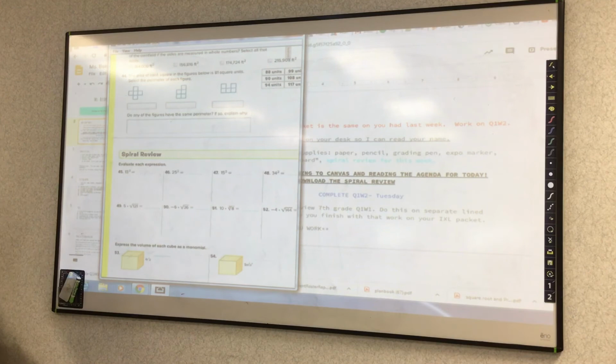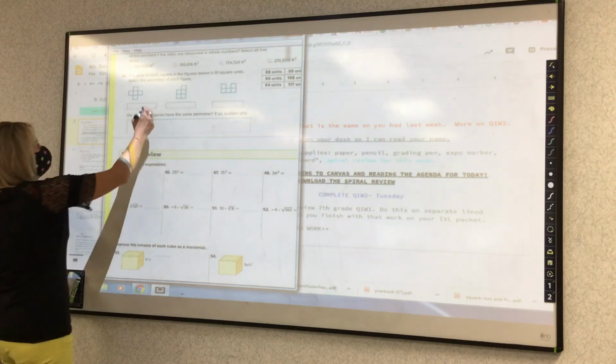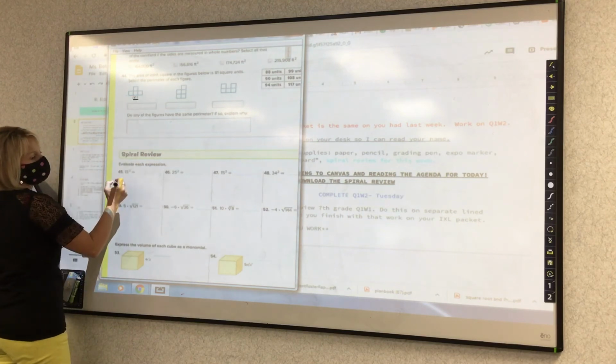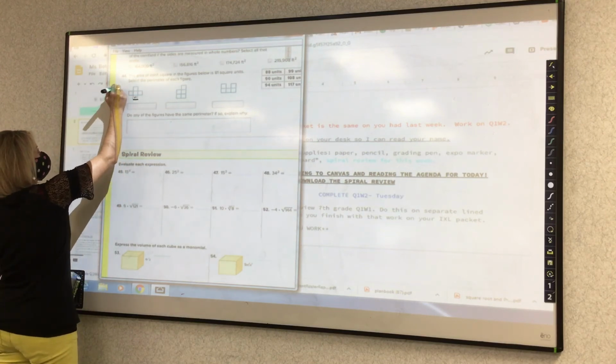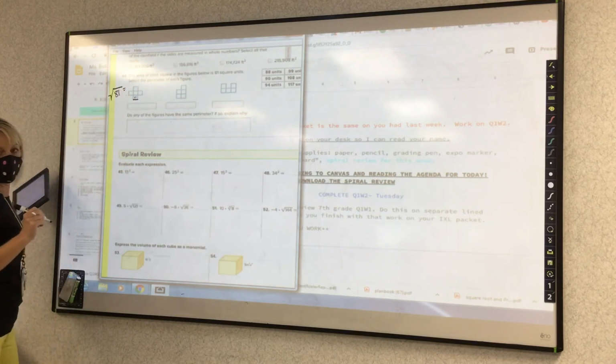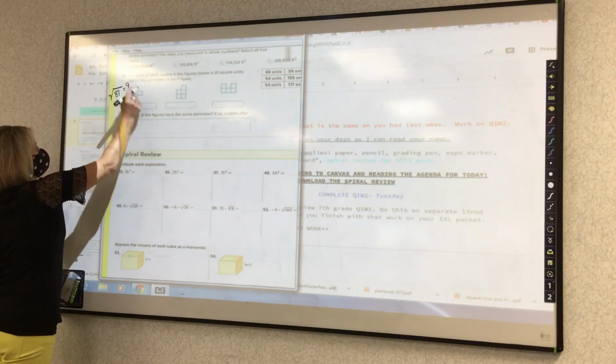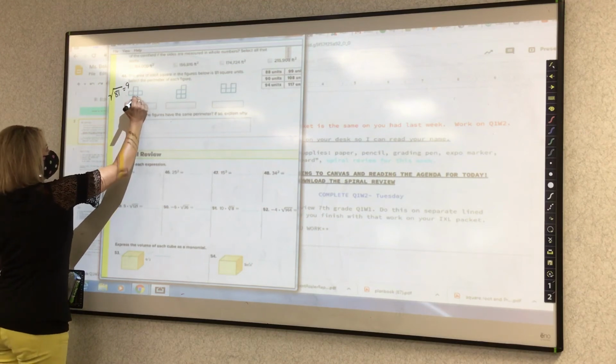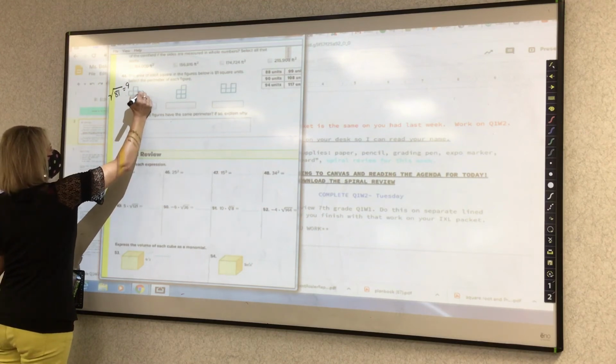The area of each square in the figures below is 81 square units. Select the perimeter of each square, each figure. If this area is 81, I want to find the length of one side. So off to the side, you need to write the square root of 81. What does the square root of 81 equal? 9. So each side now is 9. So that's 9. This is 9. This is 9. This is 9.